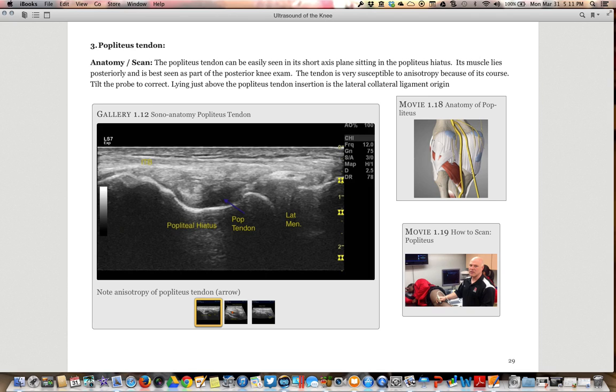Let's now look at the popliteus tendon. The popliteus tendon will attach in the popliteus hiatus. It can be easily seen in the short axis plane while looking at it. We often need to correct for anisotropy in this area because of the steep angle it attaches on. Iliotibial band coming above, popliteus tendon is anisotropic here, sitting next to the lateral meniscus.